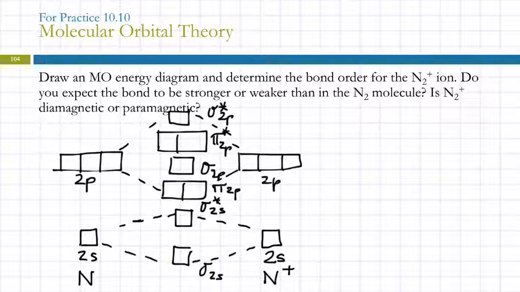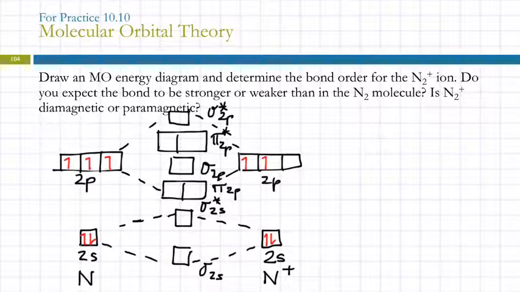So how many valence electrons does nitrogen have? 5. So we put them in here 1, 2, 3, 4, 5. And over here, an N plus ion would have 4 because it's lost an electron. So 1, 2, 3, 4. So we have a total of 5 plus 4, 9 electrons. Right?